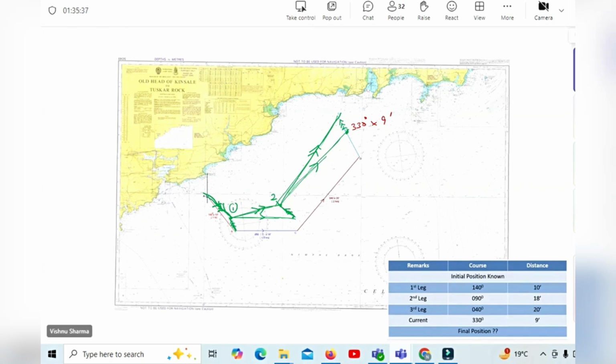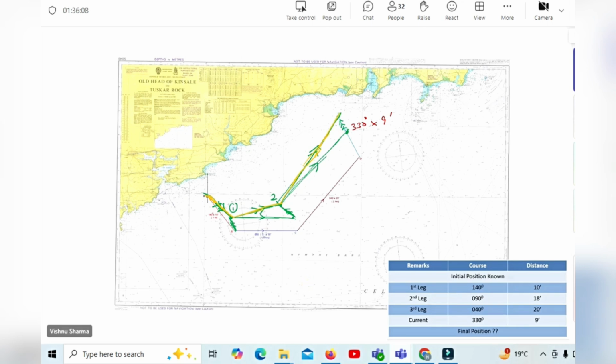Yes, sir. So what will be the ship's actual track? Actual track will be A to point 1, point 1 to point 2, and point 2 to point E. This will be the actual track of the ship. Do you agree with me? Yes, sir. This is the actual track made good by the ship, right, guys? Correct? Yes, sir.